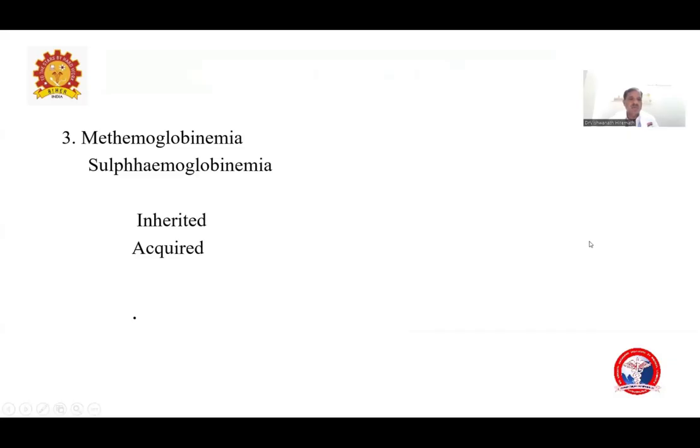Abnormal hemoglobin, such as sickle hemoglobin. It can be inherited, such as tetralogy of Fallot, or acquired, such as nitrites or sodium nitrate, and cyanide poisonings.